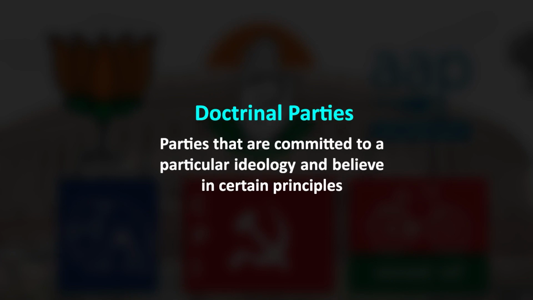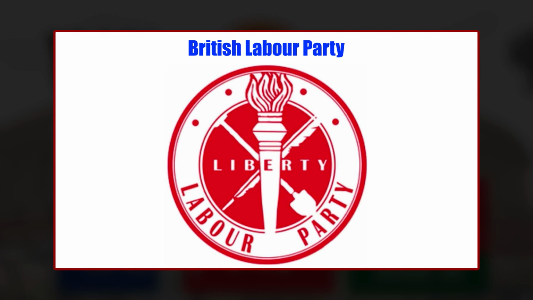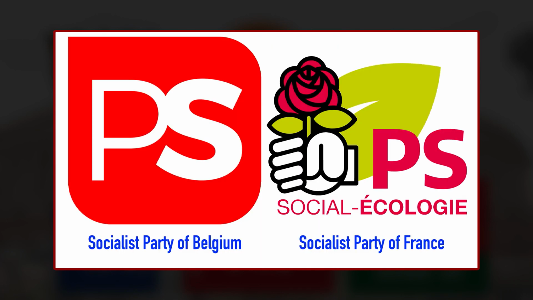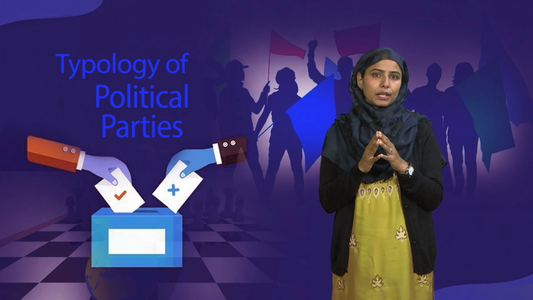Those parties that are committed to a particular ideology and believe in certain principles may be described as the doctrinal parties. The policies are often changed or adjusted according to domestic or international environmental change, but their ideologies remain unaltered. Socialist parties may be included in this category. These, for example, are the British Labour Party, the Socialist Parties of Belgium and France, the United Socialist Party of Chile, or Komeito of Japan.